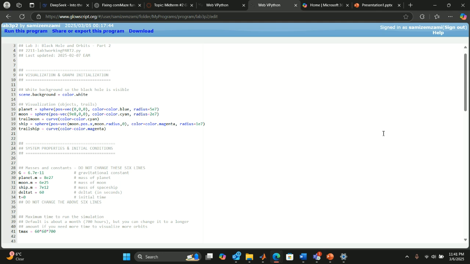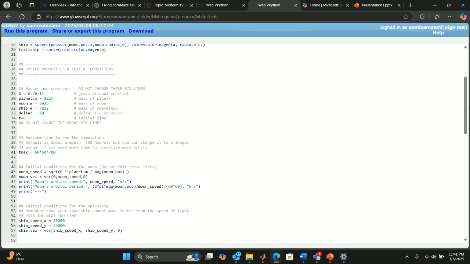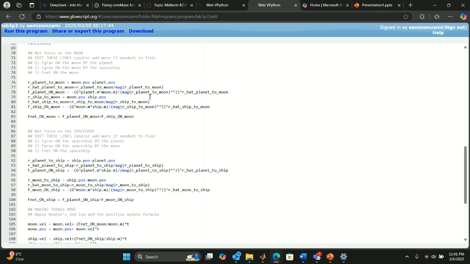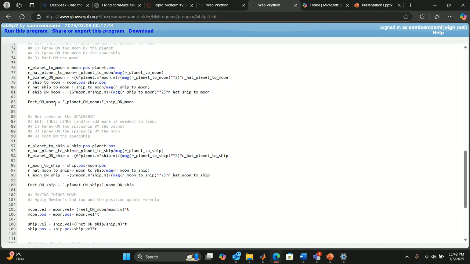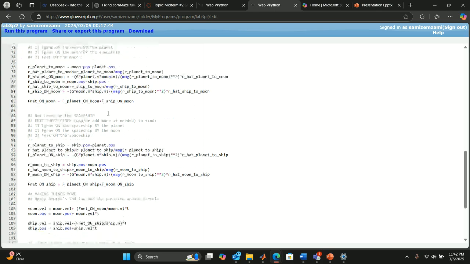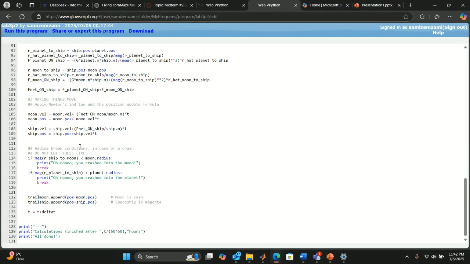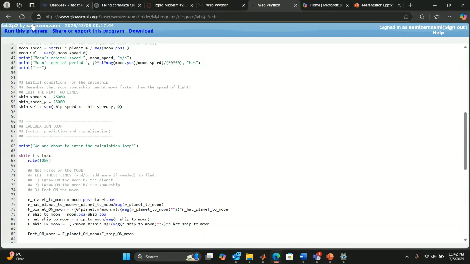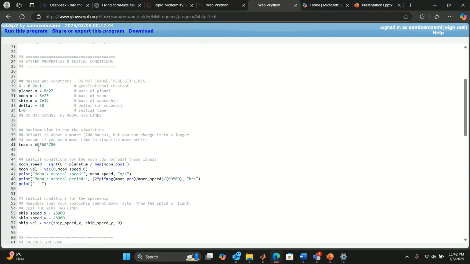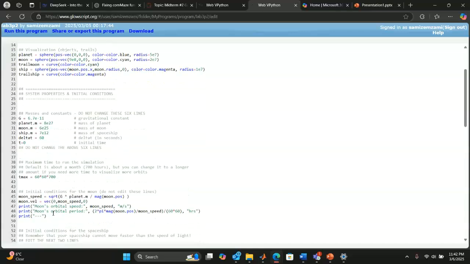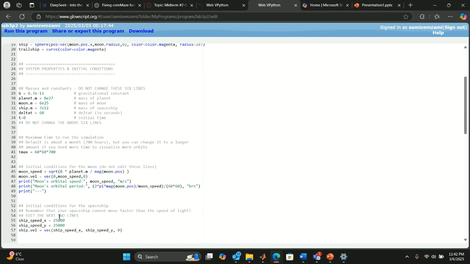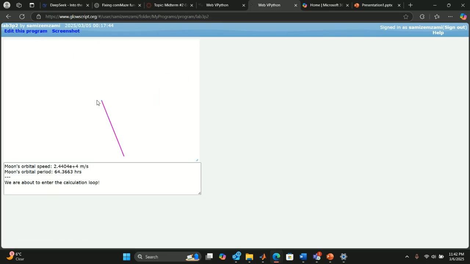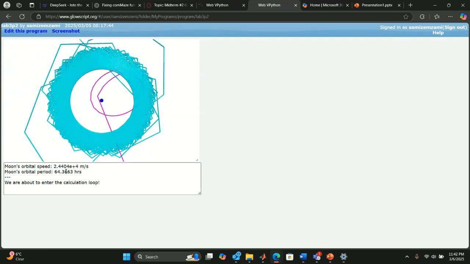So for part two, we started with known constants, and we ran them through the equations that we talked about earlier to find the F on the moon and the F on the ship. Then we did some velocity and position update equations, and we ran the model. But first, we had to find the starting speed of the ship, which we found through trial and error. I ran this, but it was very difficult to see. I got it not to crash, but it was really through trial and error.